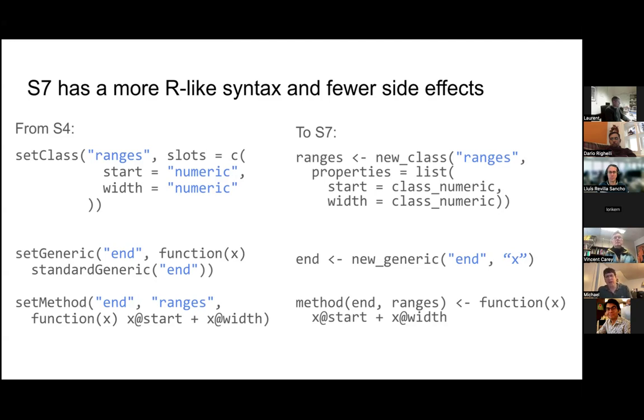And then there's a similar thing for generics. So instead of registering a generic by name as a side effect, you're just constructing a generic with a name stored in the object. And then you are able to set methods given the generic object and a class object, ranges. You can then define a method that computes the start and the width. And here, I guess we're not using the same exact rules for ranges as we are with IRanges, by the way, because you would subtract one from that. But anyway, this is good.